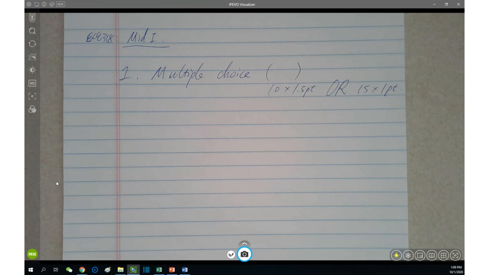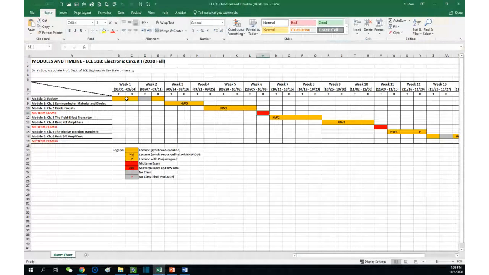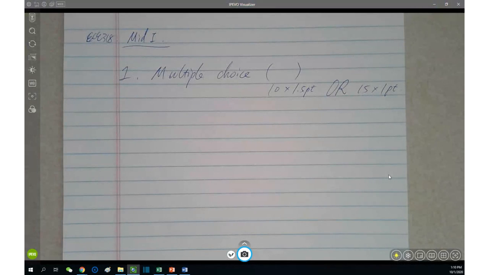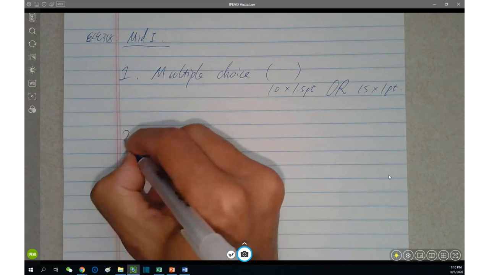However, which part? Of course, from the Gantt chart, we can tell it's covering module 0, 1, and 2. Definitely won't cover anything about module 3 or above. That doesn't make any sense. These are all I can provide. Any questions? Any concerns about multiple choice? Oh, good.